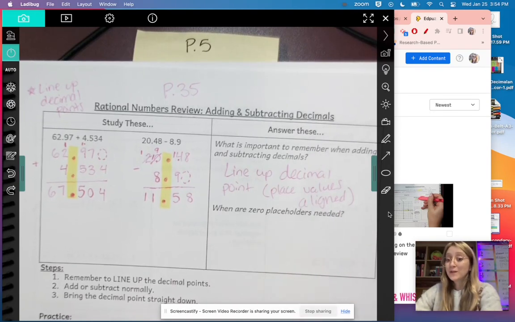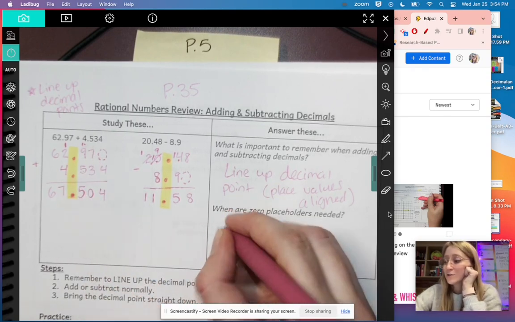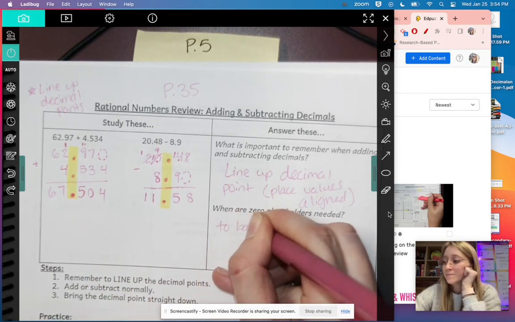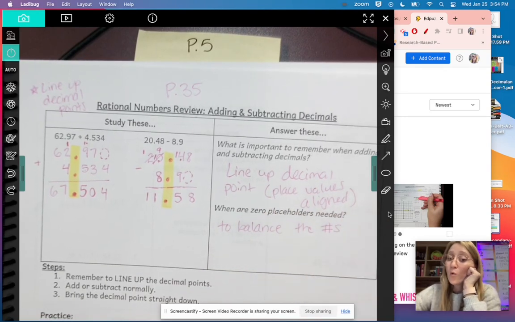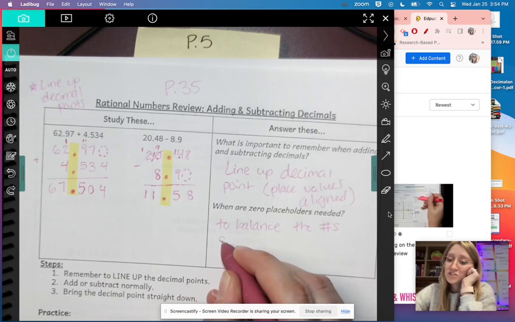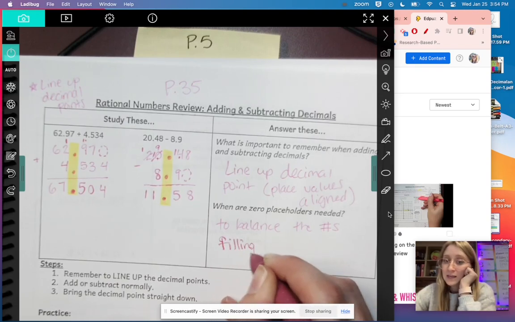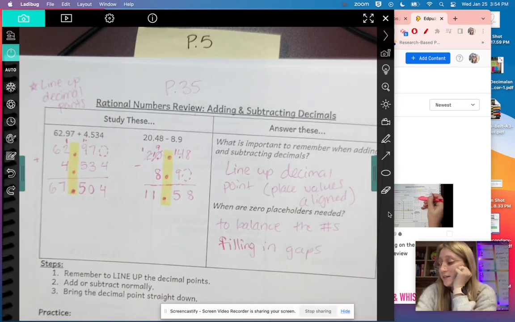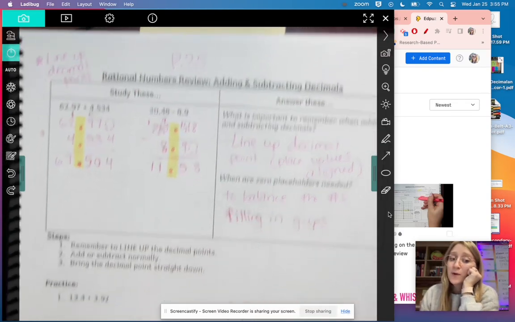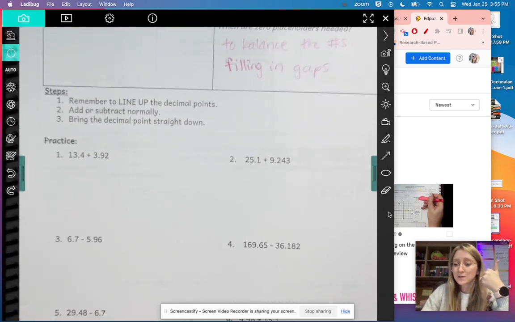And then when our 0 placeholder is needed, if you look back at our examples, you'll see whenever there was anything unbalanced. So to balance the numbers, or the other way to think of it is just filling in the gaps. Filling in gaps. What you're going to do today, try the practice problems down here, line up the decimal points, and then add and subtract like normal.